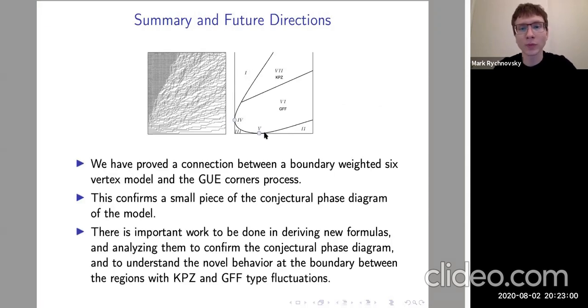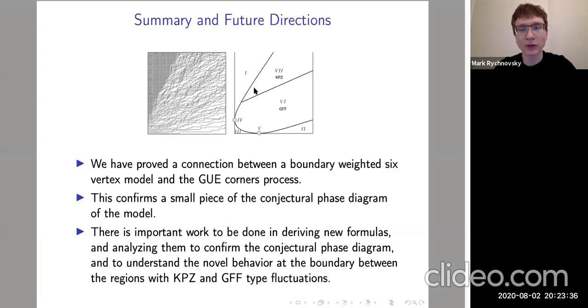So in summary, we have confirmed the conjectural phase diagram in a neighborhood of this point by proving convergence to the GUE Corners process. In a previous work, Evgeny did a similar analysis near this point, starting from different exact formulas. But the rest of the phase diagram remains conjectural. And there's important work to be done deriving new formulas and analyzing them to confirm this phase diagram.